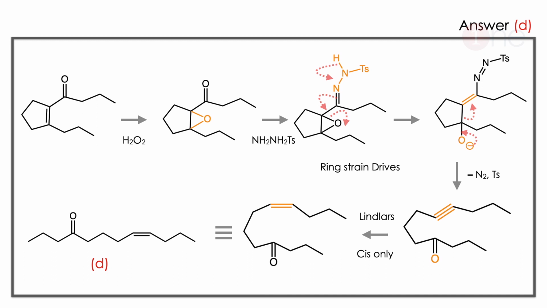So how do you convert a triple bond into a cis double bond? It uses Lindlar's catalyst. So the double bond will be there in the cis position. So the answer is D. The reagents are hydrogen peroxide, hydrazine and the Lindlar catalyst. Here the complicated step will be the hydrazine conversion into the cyclic product. Here the ring strain drives the reaction.